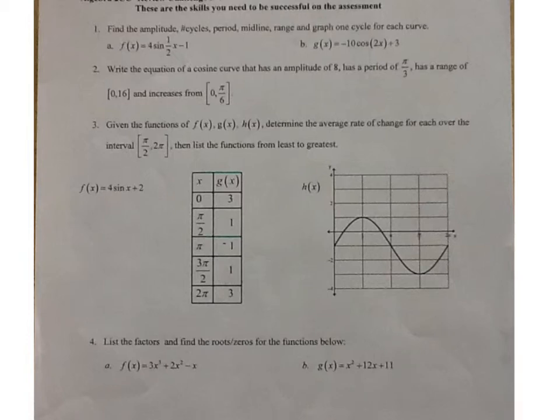Okay, so we'll be going over the review sheet for your fourth test for this quarter. So let's take a look at number 1. It says find the amplitude, the number of cycles, the period, the midline, the range, and you need to graph one curve.